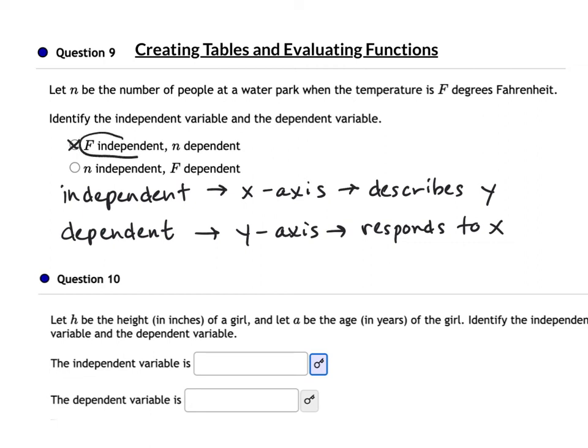Temperature is Fahrenheit. So again, on question 10, which variable describes the other? The one that describes the other is the one that goes on the x-axis. It's the independent variable. Let H be the height in inches of a girl and A be the age in years of the girl. Identify the independent variable and the dependent variable. Well, does her age describe her height, or does her height describe her age? Which one would you put on the x-axis?